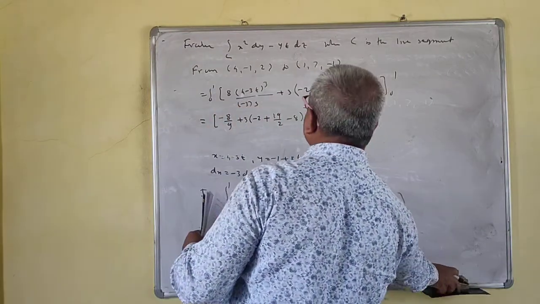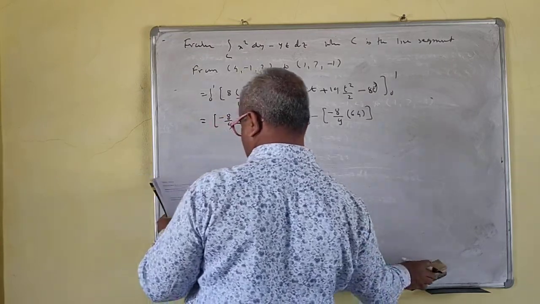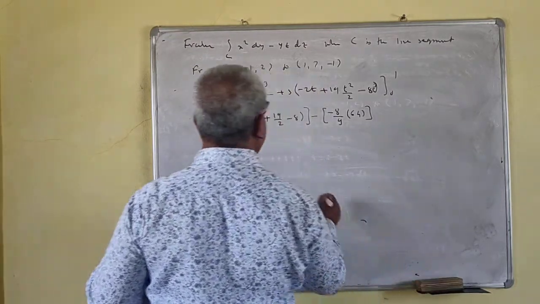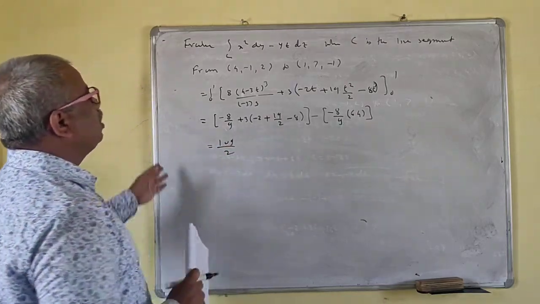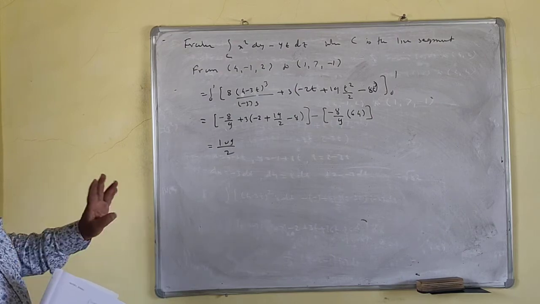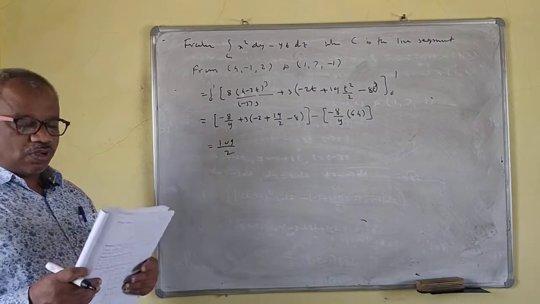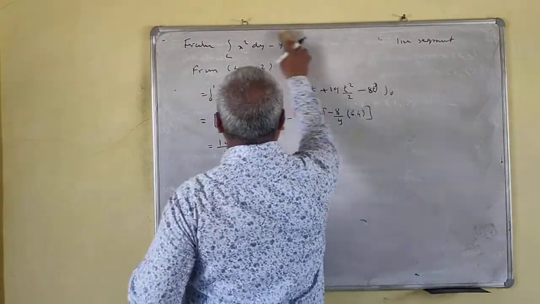Okay, so after simplifying, what you get now? So you will simplify this. This is simple algebra. You can do this. I hope that you can do this. Just the answer is what? 109 by 2. Okay, you simplify this. Will not waste our time.